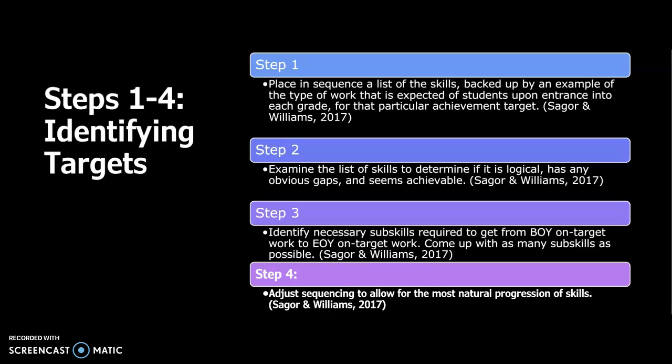Next, step 2, just review that. Step 3, identify necessary sub-skills. So this is where you really got to get detailed with your planning and figure out, okay, well, I need them to write an essay by this time, so I need them to be able to summarize by this time. I need them to be able to cite text evidence by this time. So what sub-skills do you need to teach in sequence in order to have students show mastery of the larger skills? And then step 4 is adjust sequencing to allow the most natural progression of skills.